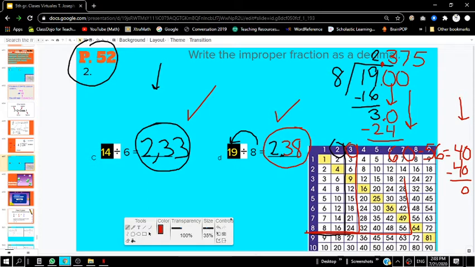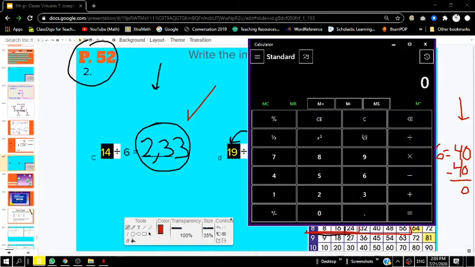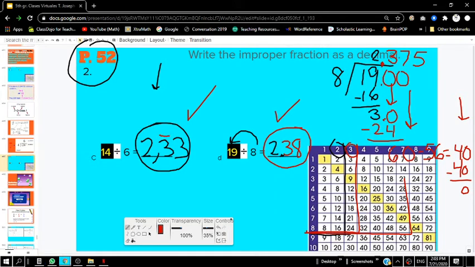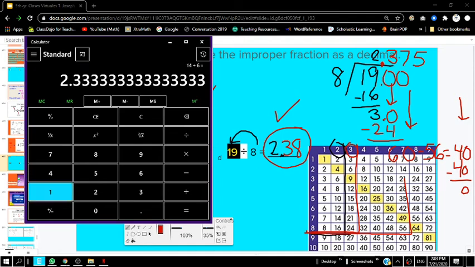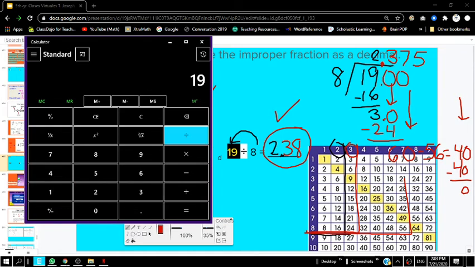If we would like to check these, for example, we could check the first problem. Let me show you. If we have 14 divided by 6, our answer is going to be 2.333, repeating. Okay, so we could put a little line right there to show that this 3 is going to be repeating. And if we wanted to check letter D, we could do the same thing. 19 divided by 8 equals 2.375, just like we came up right here.